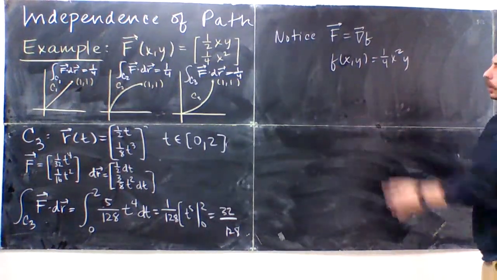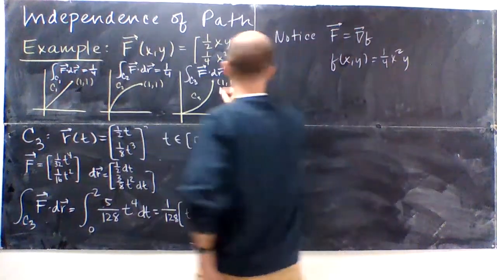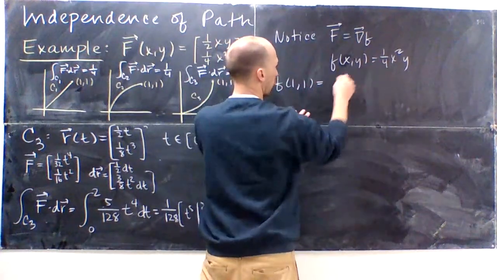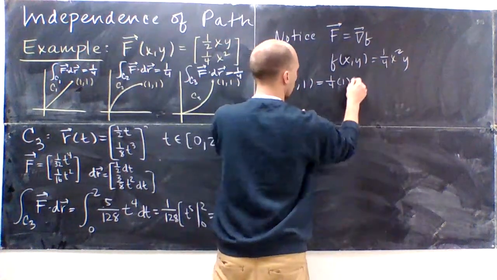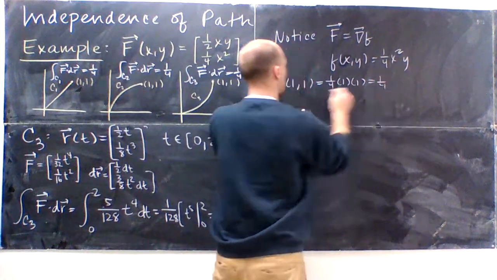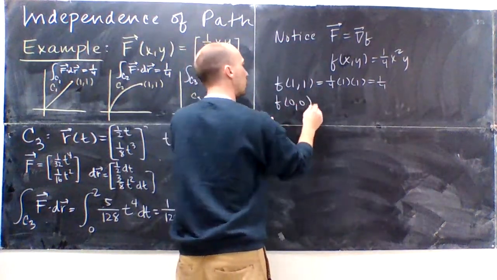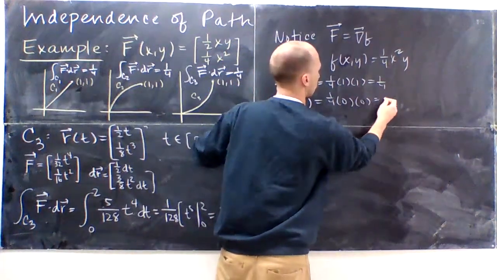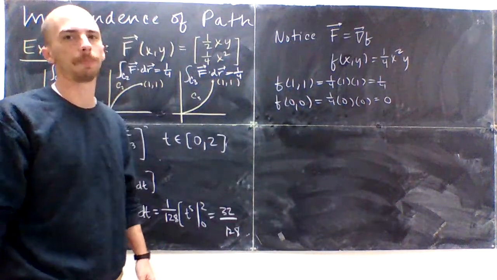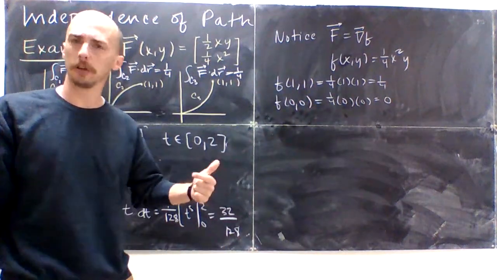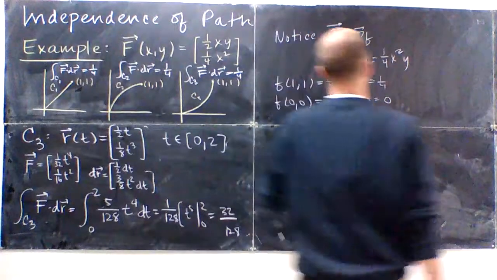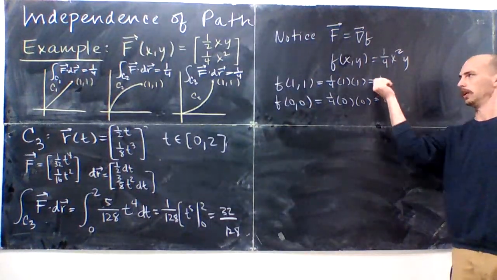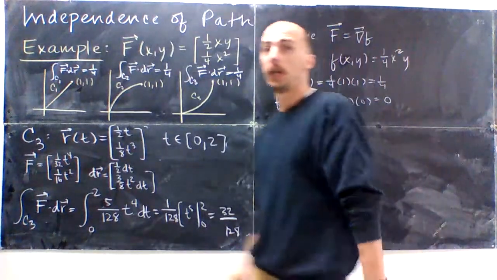Okay, and I also want to point out that at the point (1, 1), f of (1, 1) is equal to 1/4 times 1 times 1. And at (0, 0), I've got it equaling 0. So really there's this fundamental theorem of calculus type thing going on right here, right? I'm computing the line integral, but it's coming back to be just the difference in the values of the potential function from the endpoints. And there is something to that.